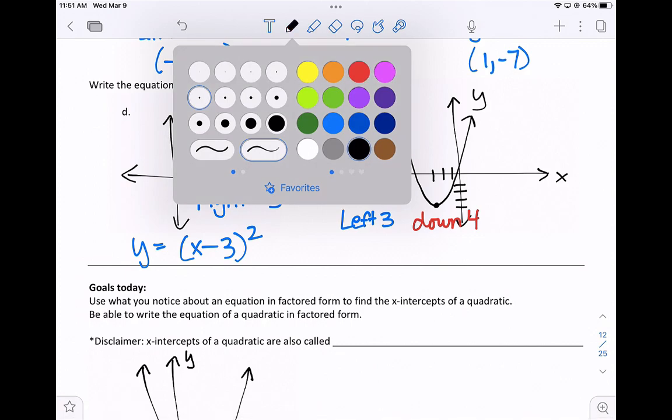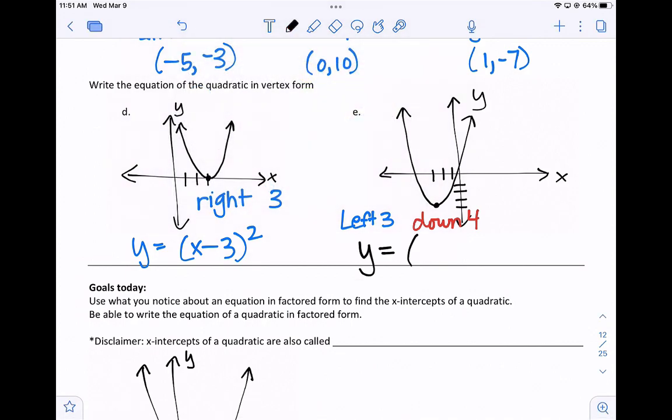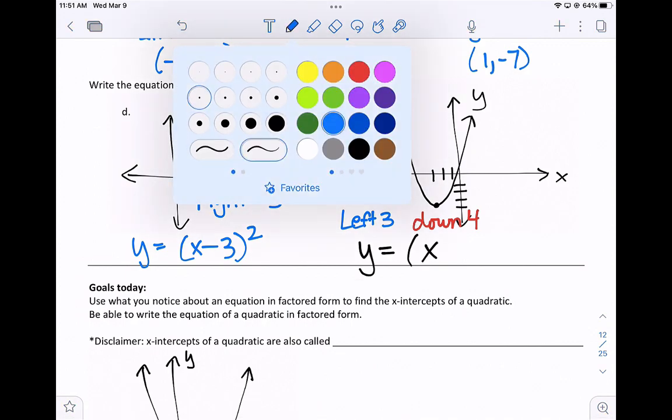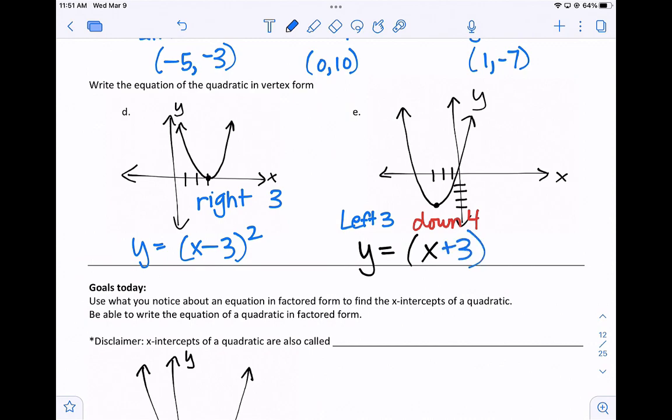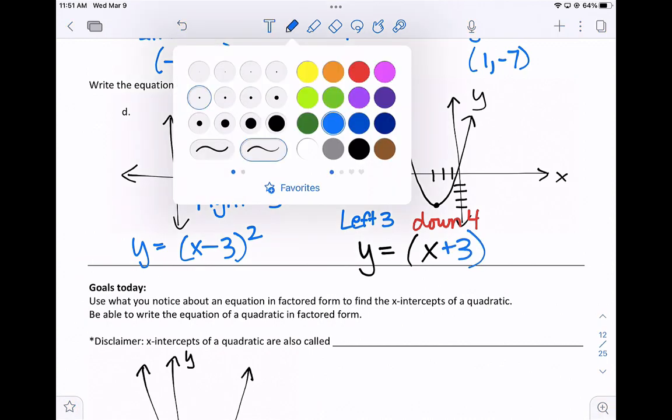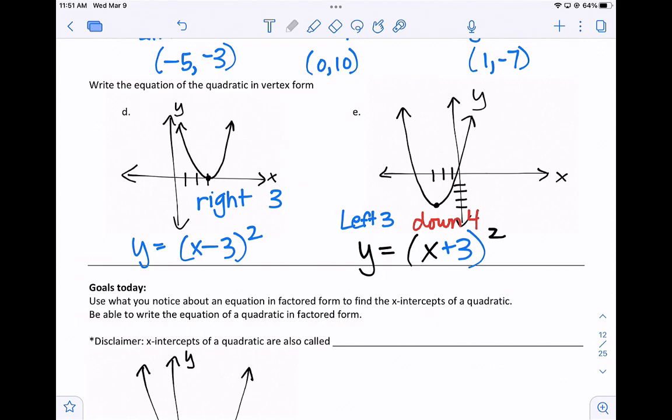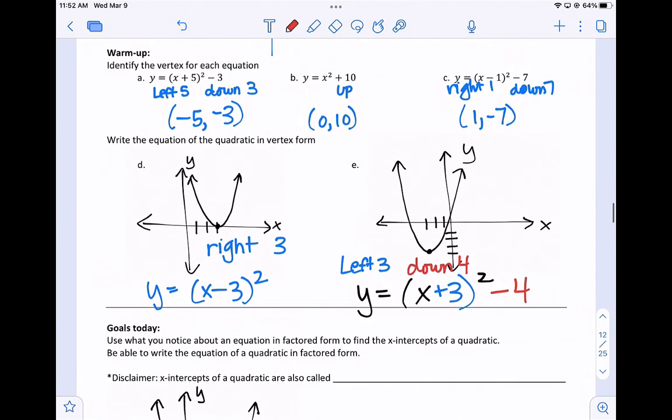So here's what the function would look like. y = (x + 3)²: for left 3, it will be plus 3, the opposite. And then you're going to square it to get that quadratic. And then down 4 will be a minus 4 on the outside. So again, if it's in vertex form, left and right are opposite in the parentheses, and then up or down is the same. So up is plus, down is minus. So that's just a quick review of what we did yesterday.